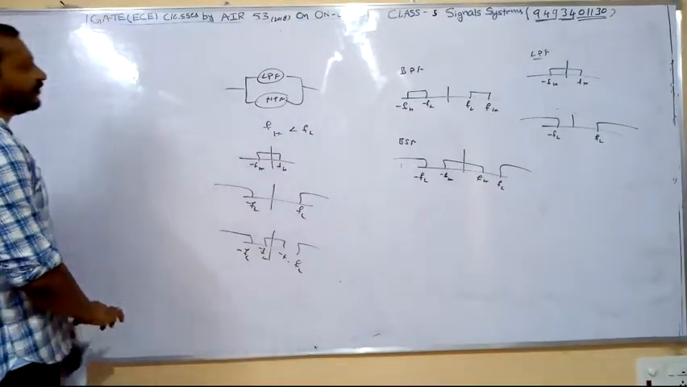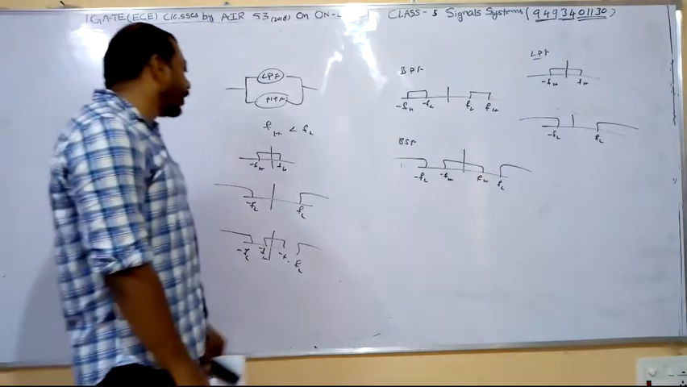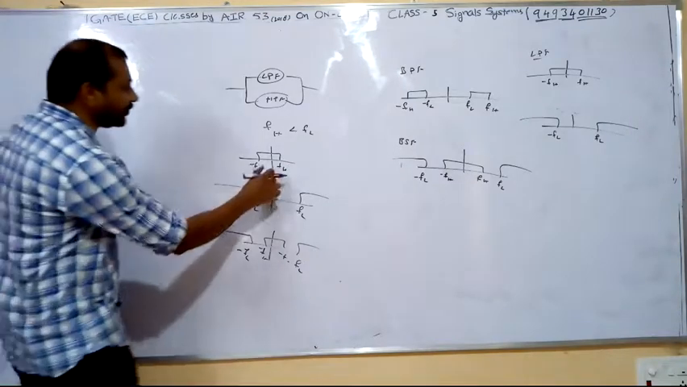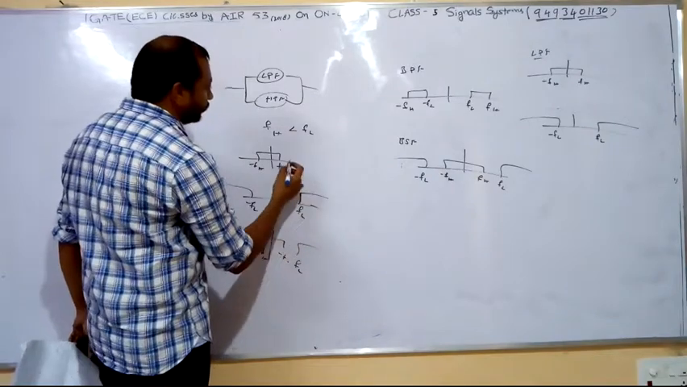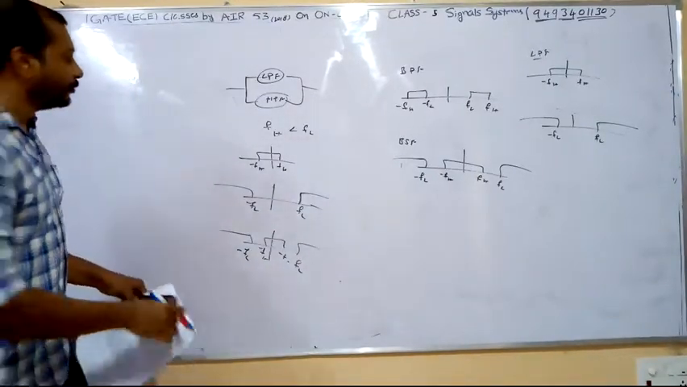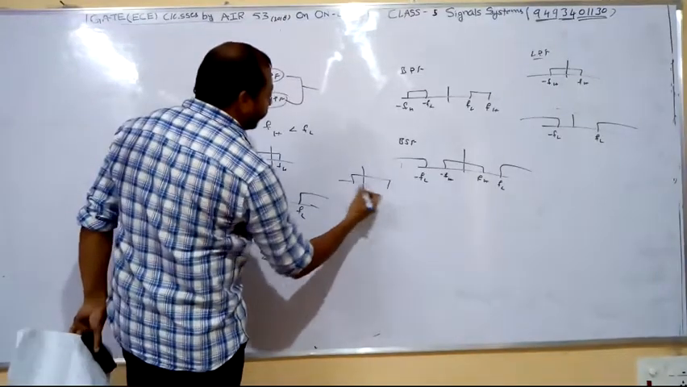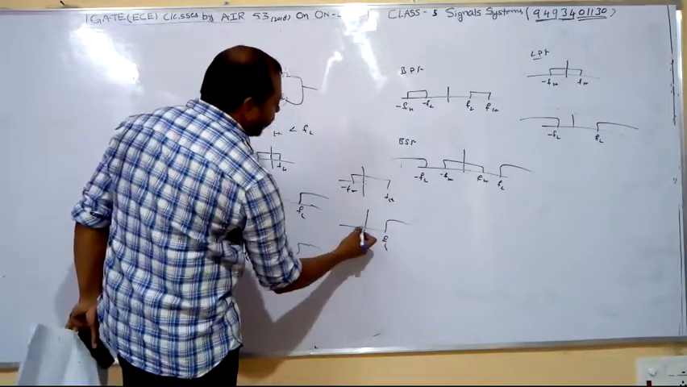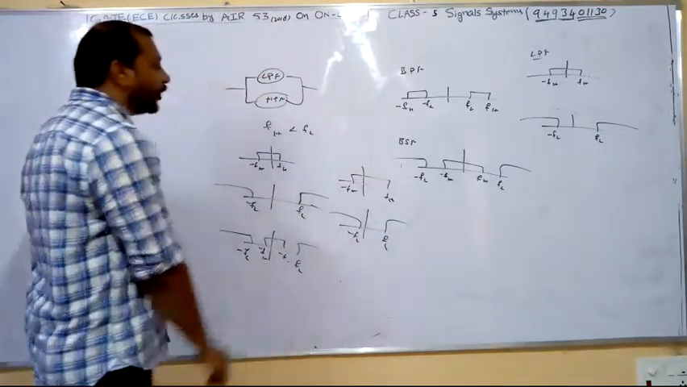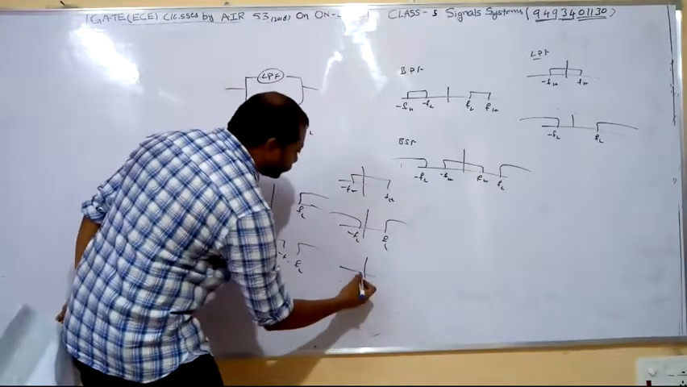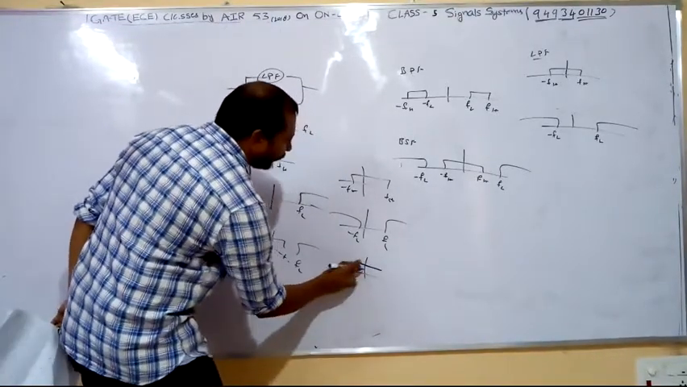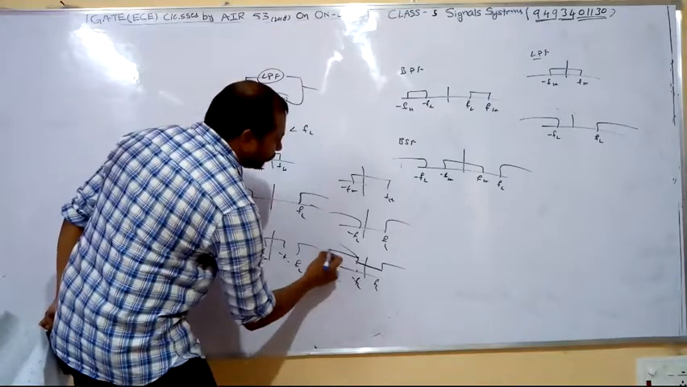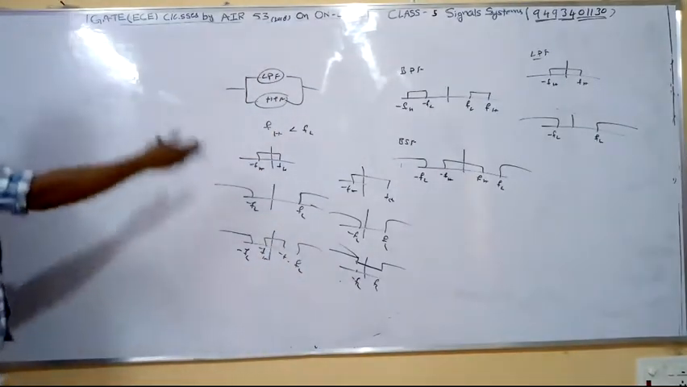If you consider FH greater than FL, then what will happen? Try to do it. The low pass filter is simply from minus FH to FH. Simple only, no? This is minus FH, this is FH, and this is your FL, and this is your minus FL. Upon adding these two, what will you get? Everything will appear up to this FL, this is your minus FL, and after that you get it like this. Is the response a characteristic of a band stop filter?